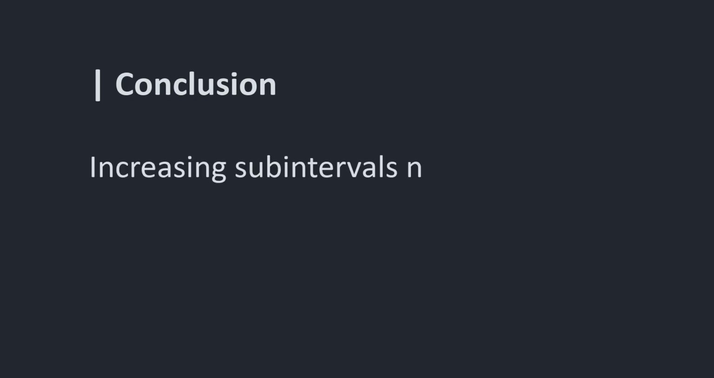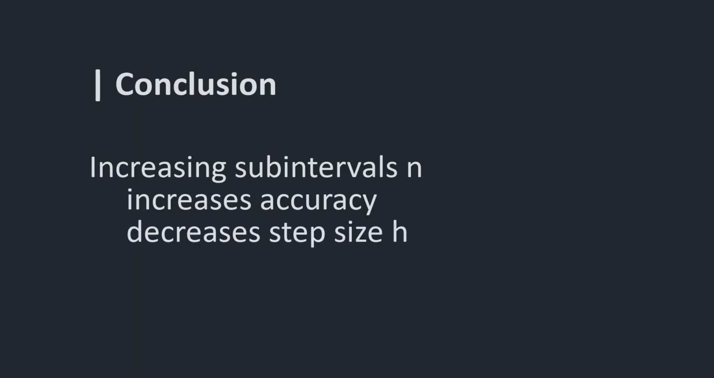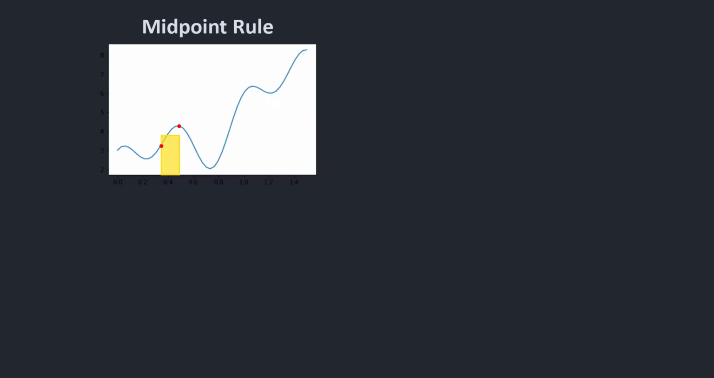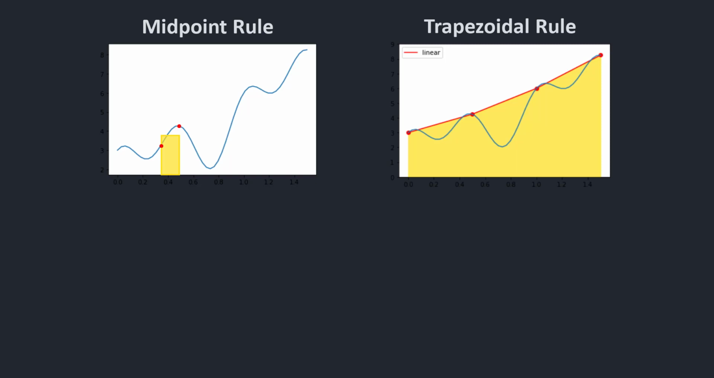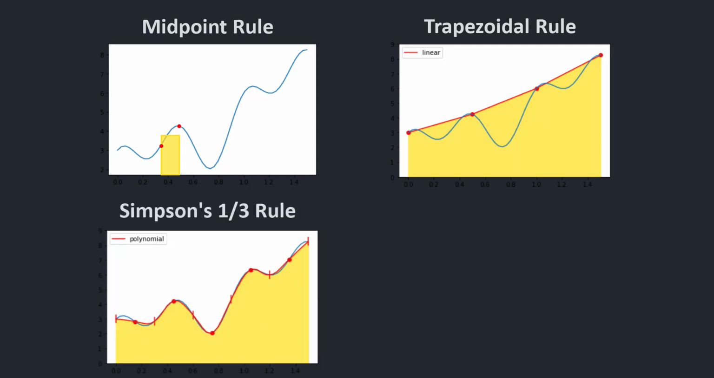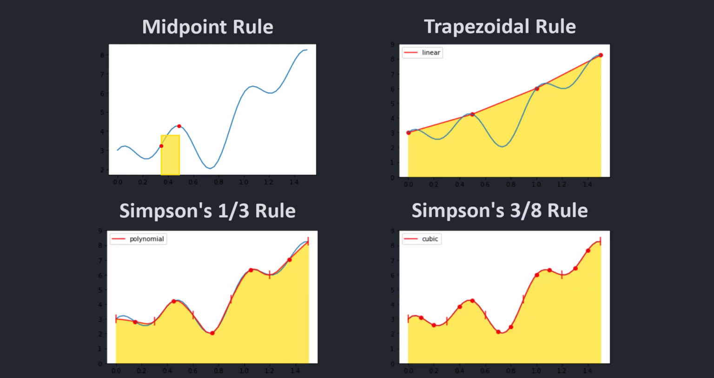This concludes the video on numerical integration, where we saw that as we increase the number of n, our subintervals, we got a more accurate approximation, as well as a smaller step size of h and a smaller error. To review, the midpoint rule uses rectangles, the trapezoidal rule uses linear functions, the Simpson's 1/3 rule uses parabolas and one midpoint, and the Simpson's 3/8 rule uses cubic functions and two intermediate points.